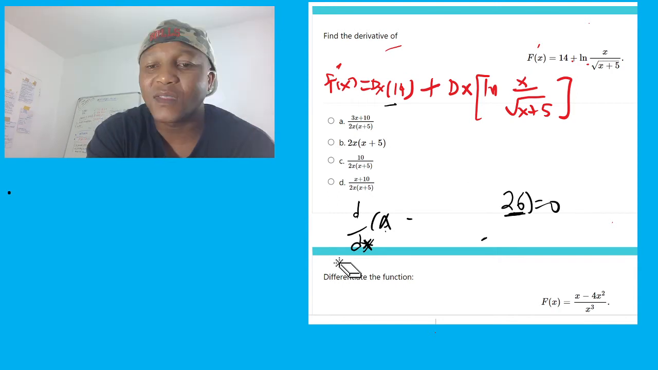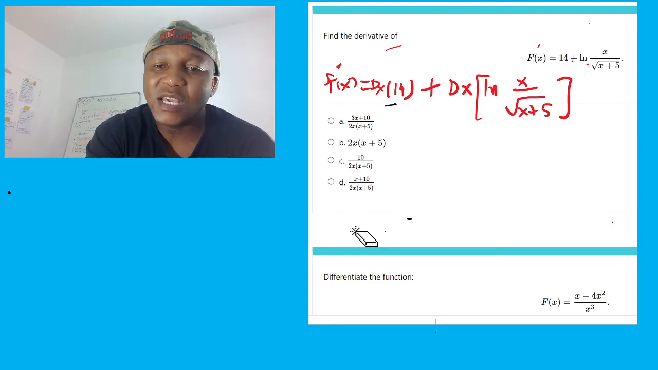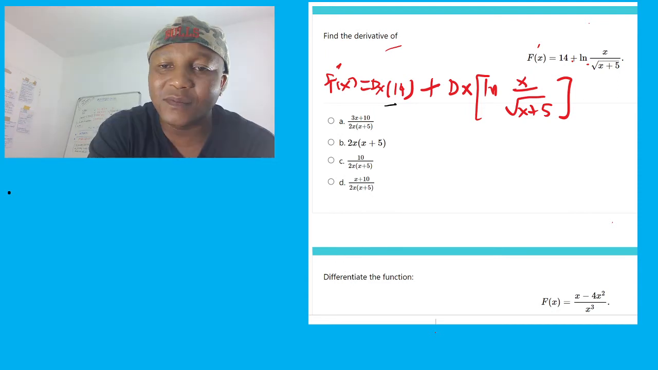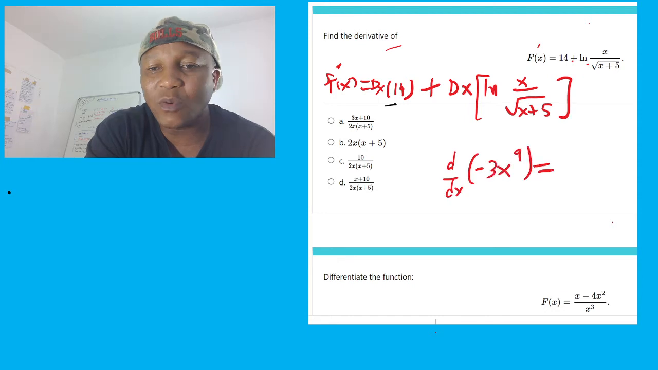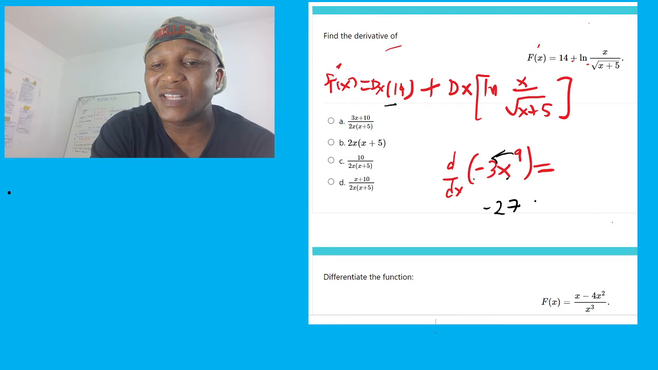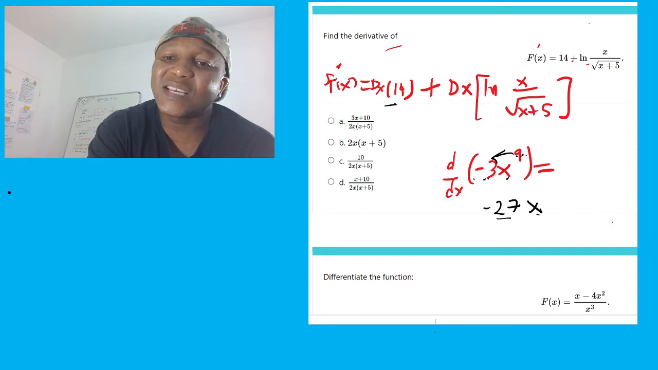However, if you find yourself in a situation where somebody says take the derivative of negative 3x power 9, this is what we do. We multiply the top number, the power, by the coefficient. So 9 times negative 3 equals negative 27, and then write your x. Then take the top number minus 1: 9 minus 1 equals 8.